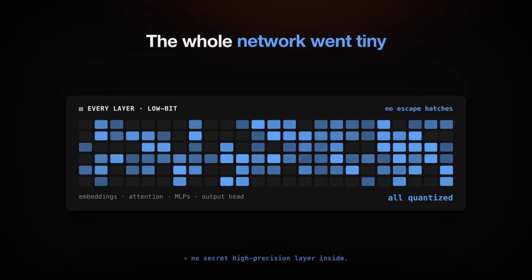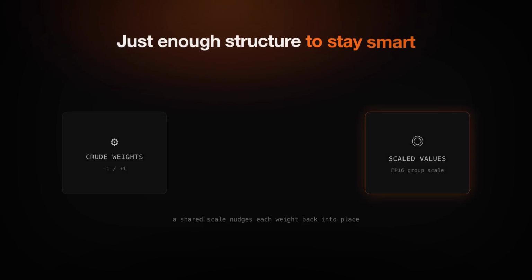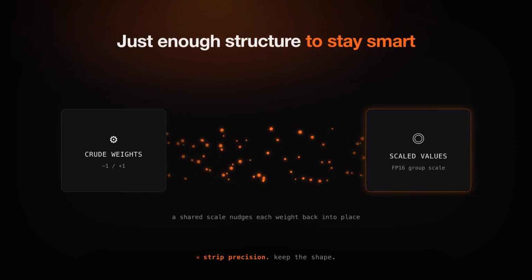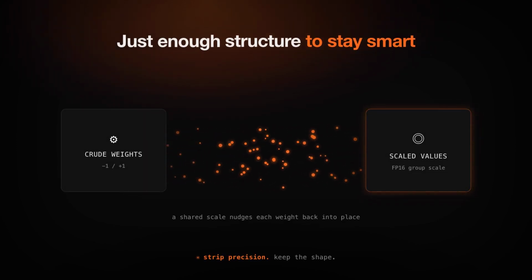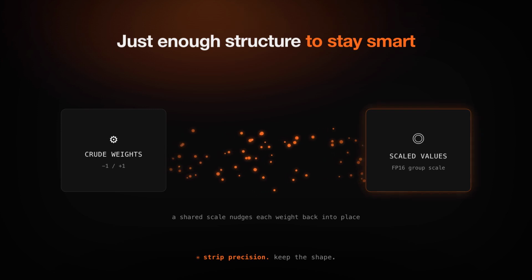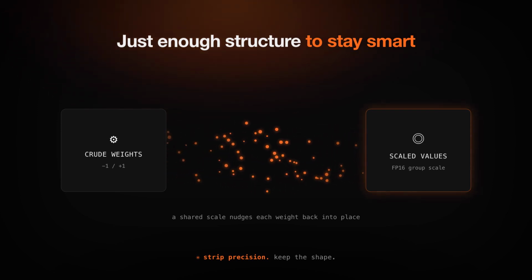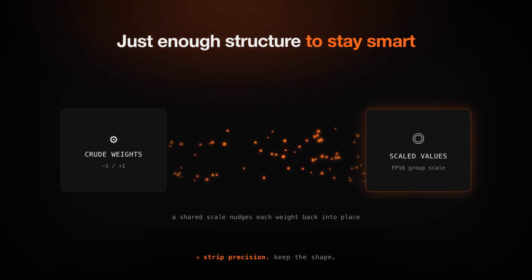And this isn't a half measure. The low-bit weights run end-to-end, embeddings, attention, the MLP layers, even the output head. There's no secret high-precision layer hiding inside to prop it up. The whole network went tiny. Each weight also carries a small shared scaling factor, so those crude -1s and +1s still land in roughly the right place. That's the whole game. Strip the precision down to almost nothing. Keep just enough structure to stay smart.